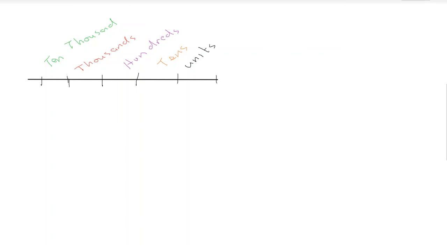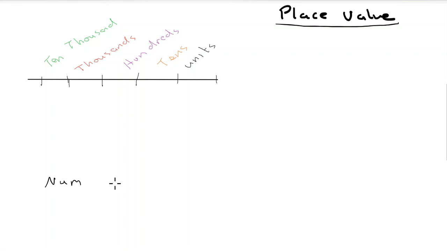Okay, so what I want to talk about now is this idea of what's known as place value. So what does that mean? Within maths, we have what are known as numerals. So what are the numerals that we use in order to make up our numbers?